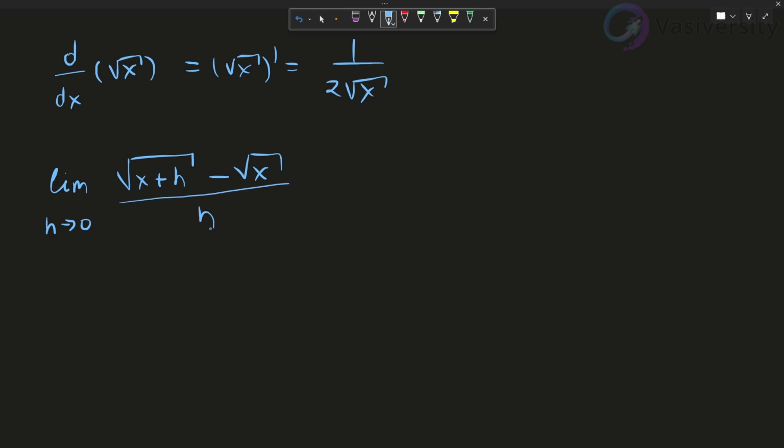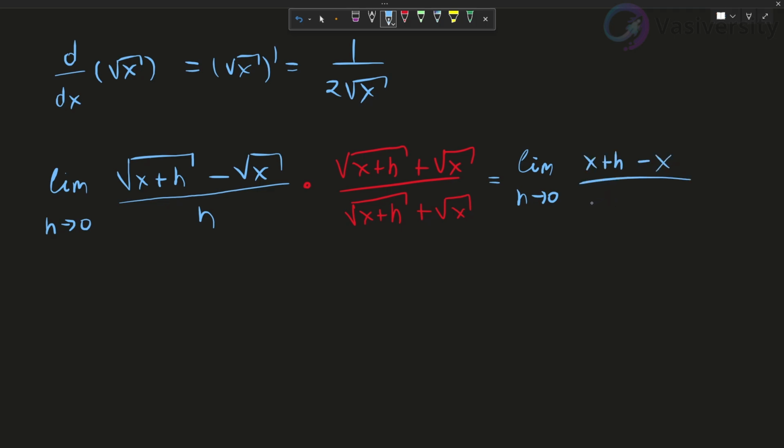So the trick here is to actually rationalize it. We're going to rationalize by multiplying by the conjugate of this. So it's going to be square root of x plus h plus square root of x divided by square root of x plus h plus square root of x. If we do so, we're going to get the limit as h approaches 0. In the numerator, if we distribute it, we have x plus h minus x over h times square root of x plus h plus square root of x.